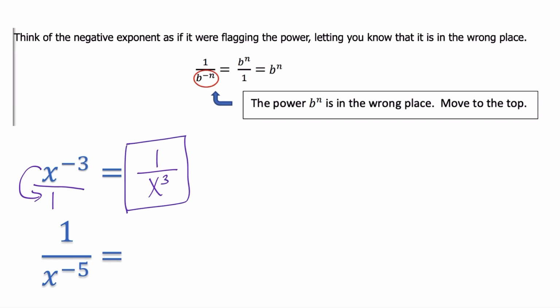If I have 1 over x to the negative fifth, I can move this from the denominator to the numerator, and that becomes x to the fifth over 1, which you remember I can just write as x to the fifth. So think about a negative exponent as being in the wrong place.